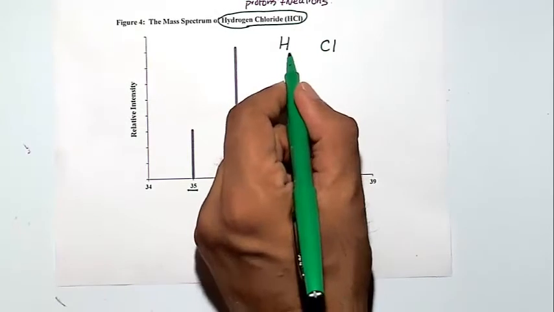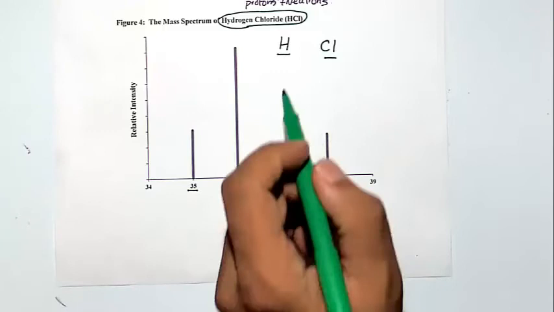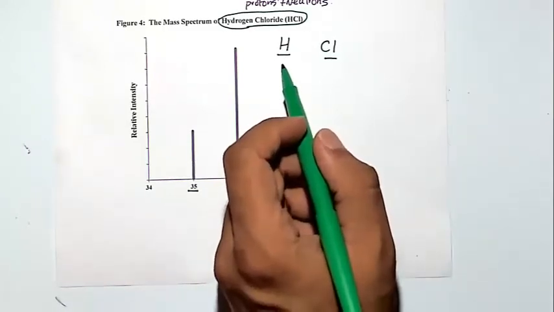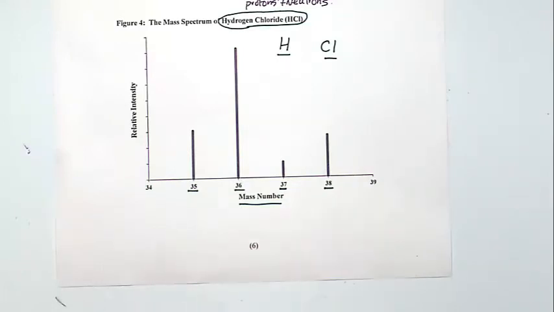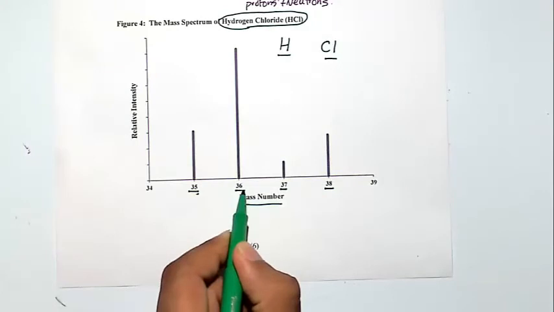H has its own isotope, and Cl has its own isotope. Shown here is only one isotope of H, because Cl actually has 2 isotopes. H has 2 isotopes too, that's hydrogen and deuterium, but what's only shown here is the one isotope of H. Now, having stated that, can you guess the identity of each of these peaks? One of them is 35. What do you think 36 would be?